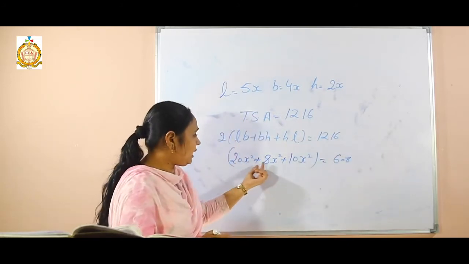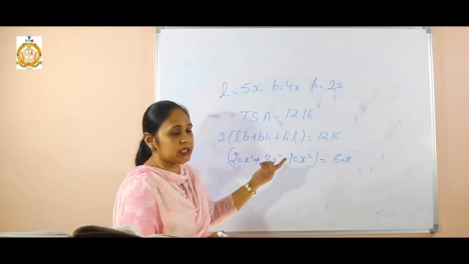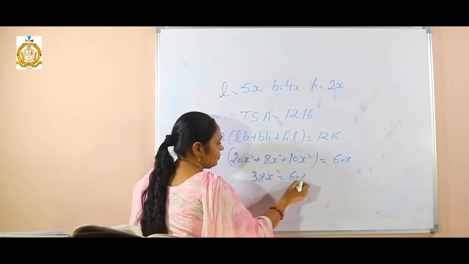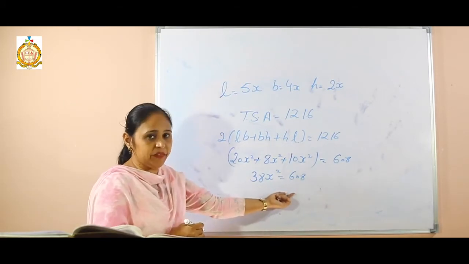Now we have to add 20, 8, 10, that means it becomes 38. This 38 goes to that side and we divide 608 by it.